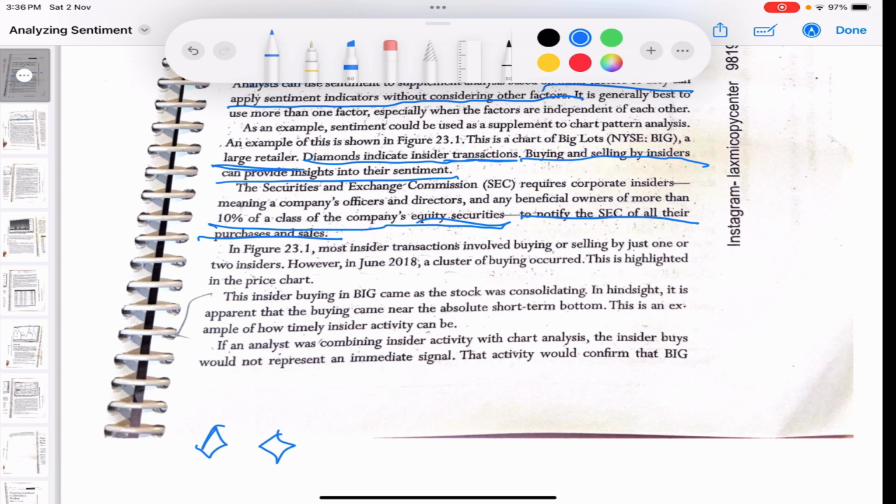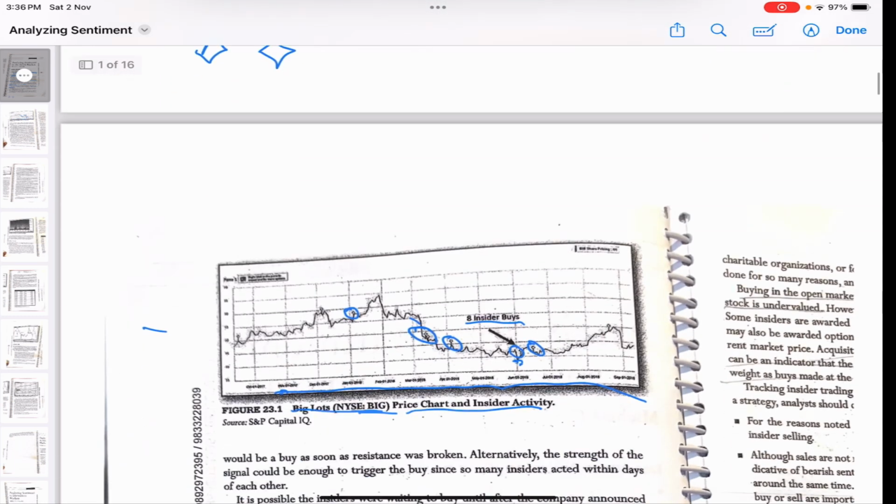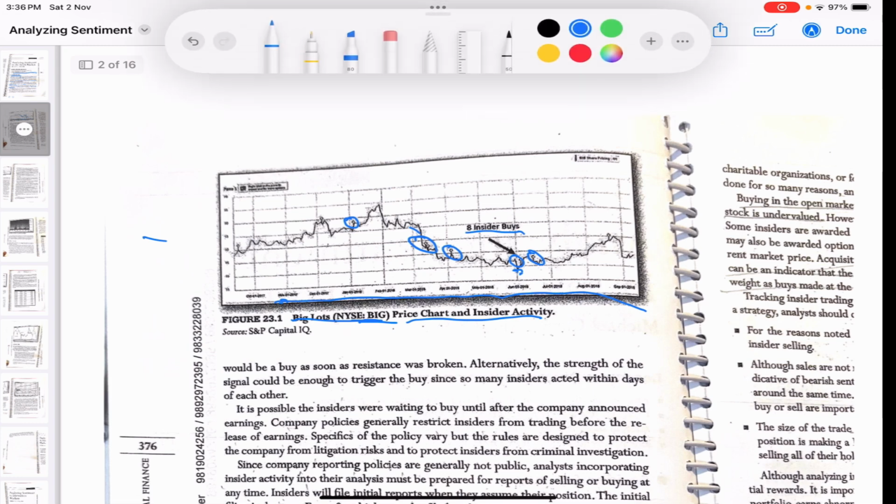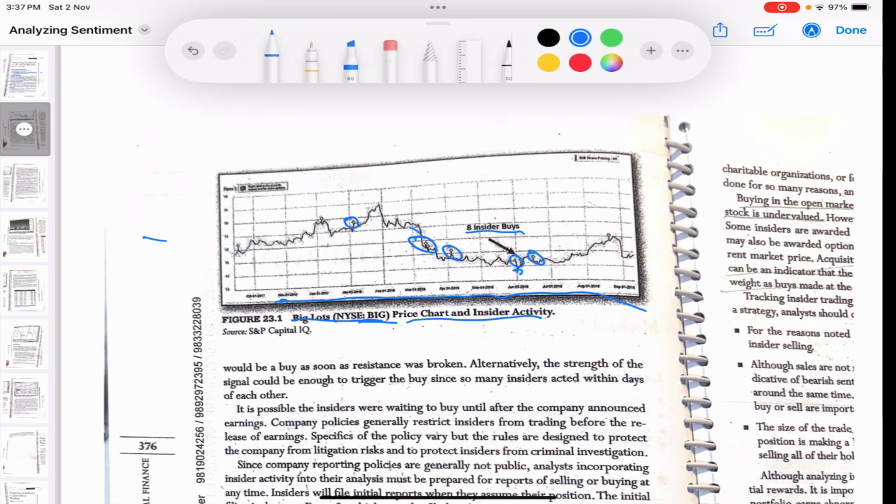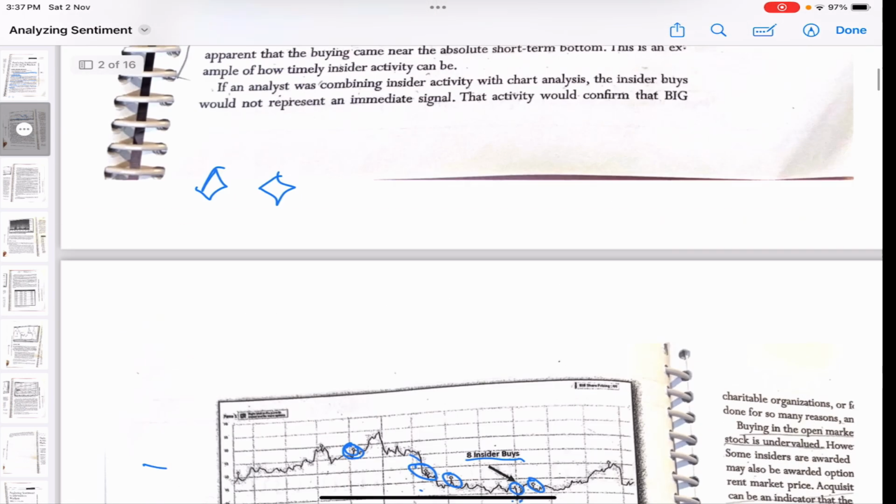In figure 23.1, most insider transactions involve buying or selling by just one or two insiders. However, in June 2018, a cluster of buying occurred, highlighted in the price chart. Let's see that. June 2018, a cluster has been identified.